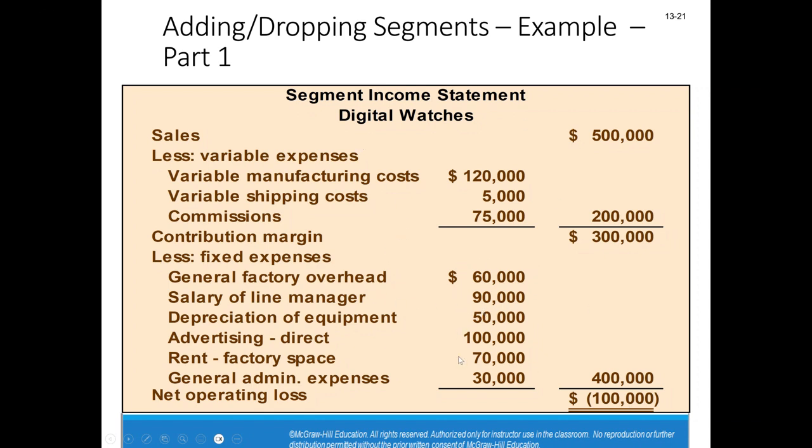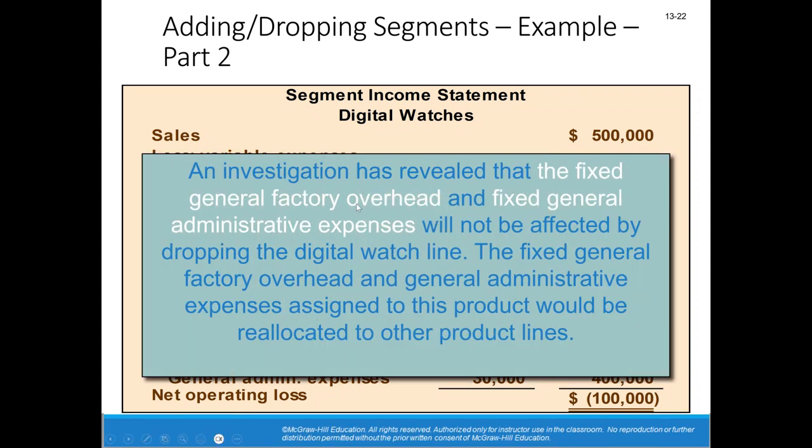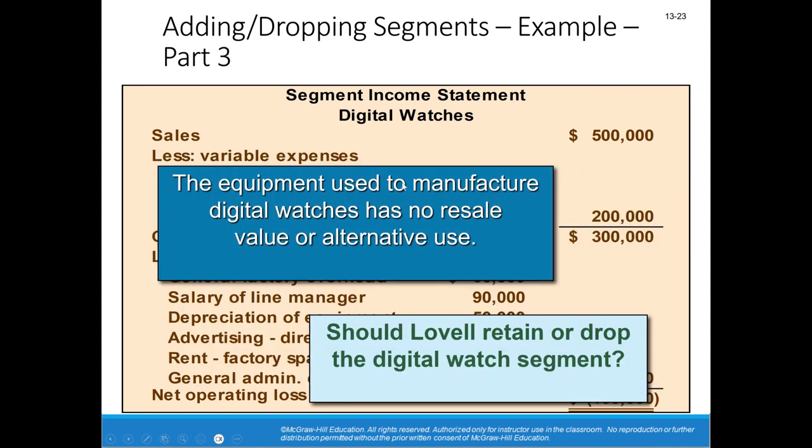So which of these costs would go away? And will there be enough to offset? Well, let's look at the next one. So an investigation revealed that the fixed general overhead and fixed general administrative expenses would not be affected. So we would not reduce any of those costs. The fixed general factory overhead and general administrative expenses would be reallocated to other product lines. So again, no decrease in those costs.